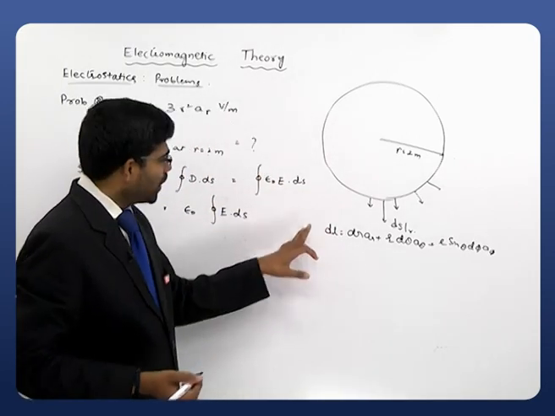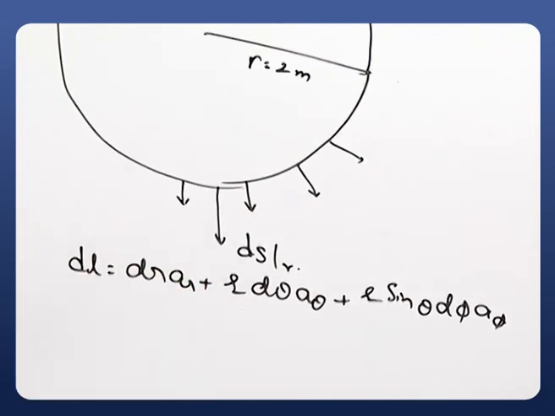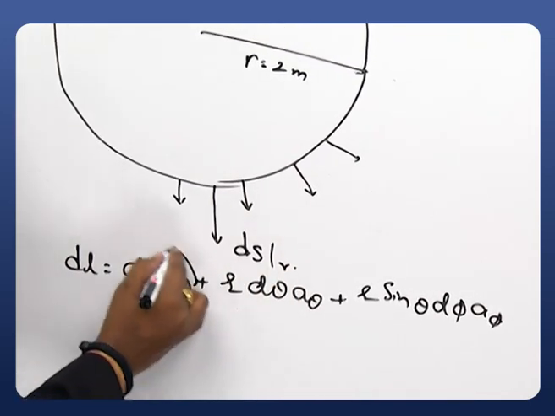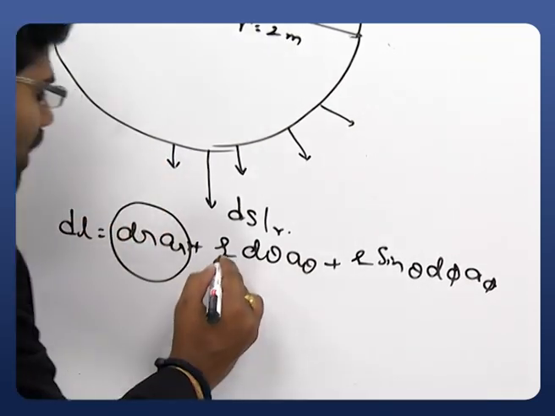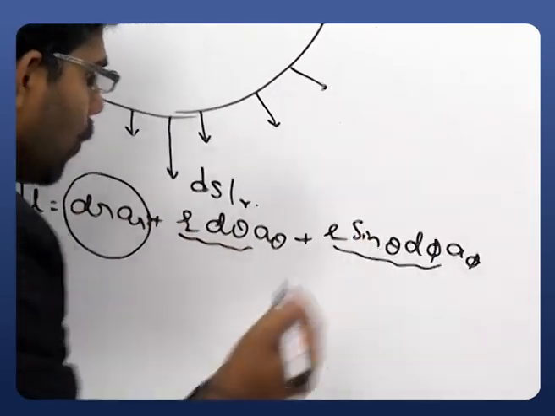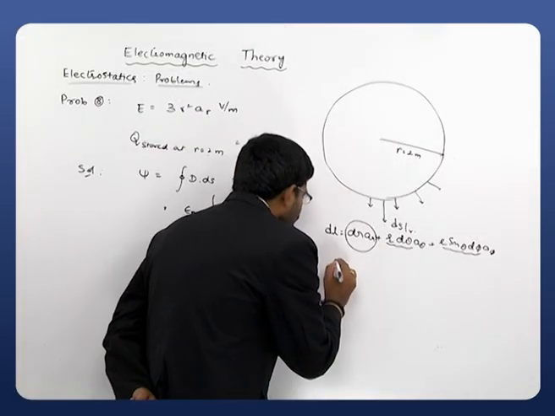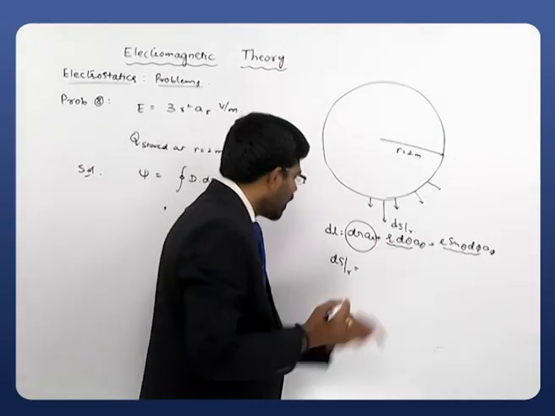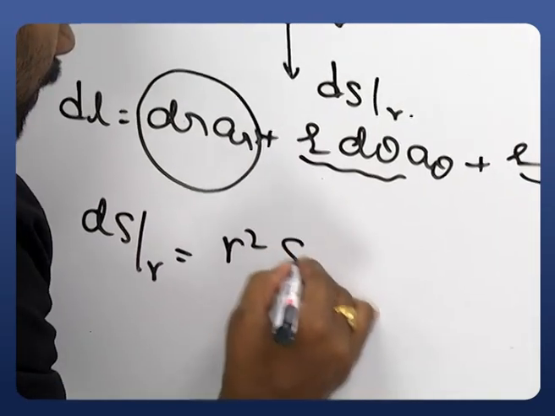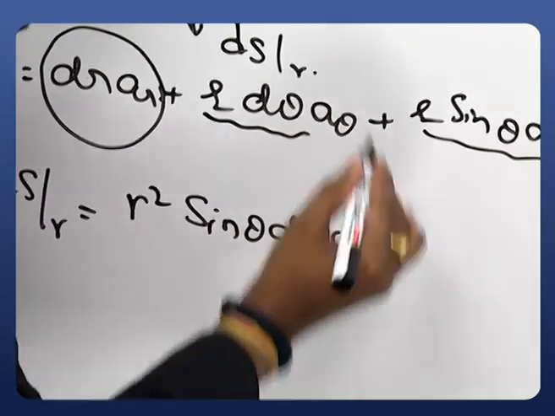As I said, we can obtain the differential surface in any direction using this single equation. In which direction do we want the differential surface? Radial direction we want. So leave this term and multiply the remaining two parameters we have, that is r d theta, r sin theta d phi. Clearly the differential surface in the radial direction can be written as r into r square sin theta d theta d phi.